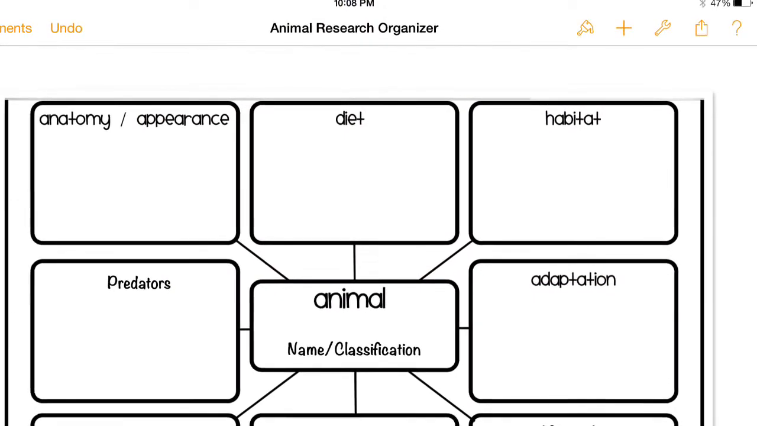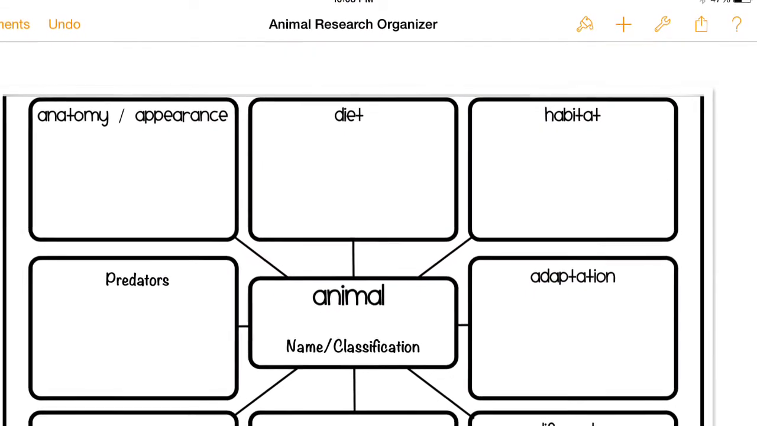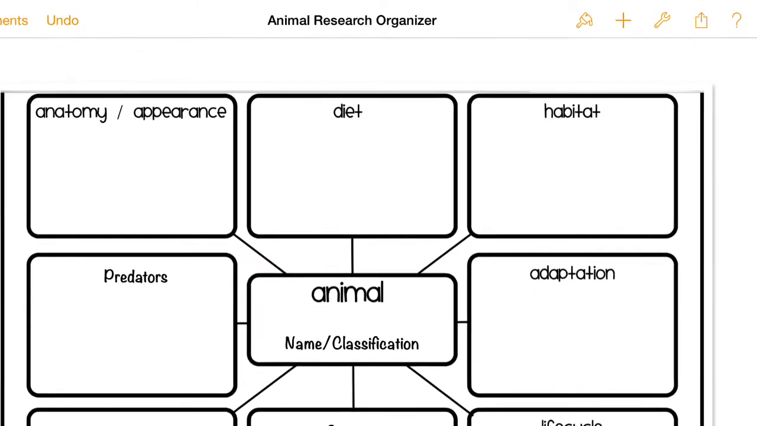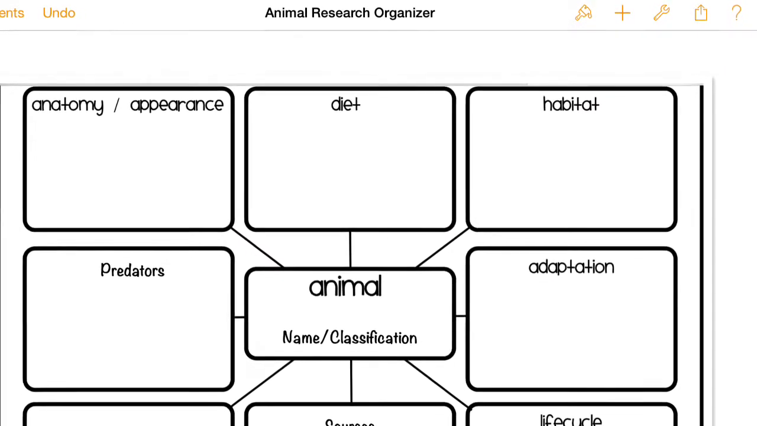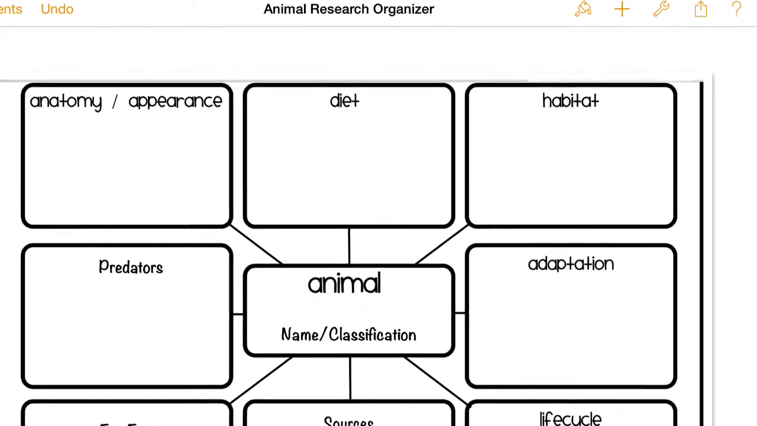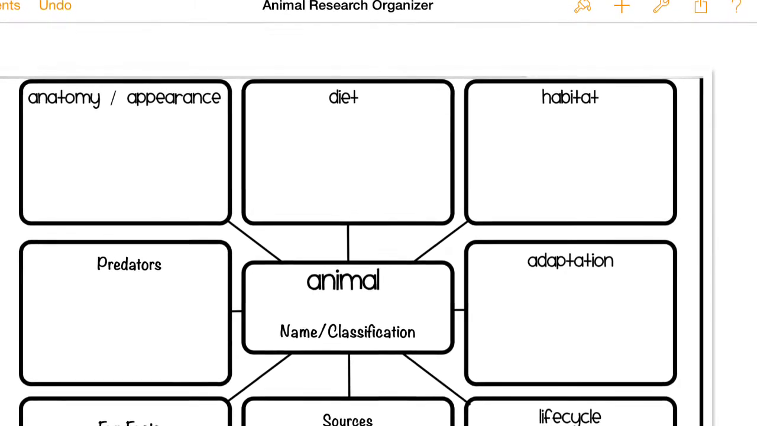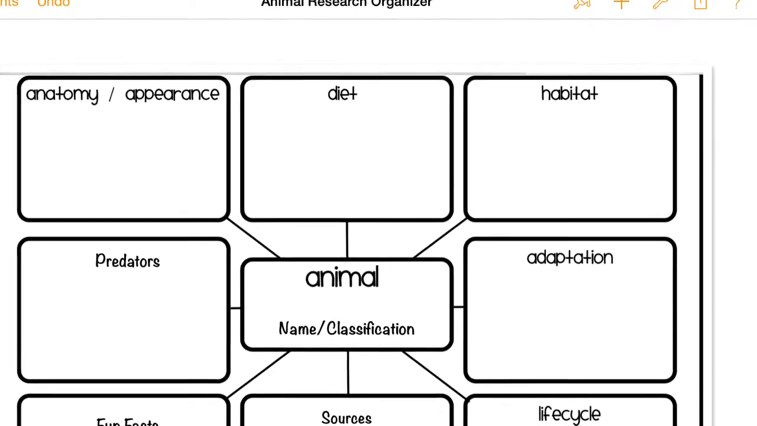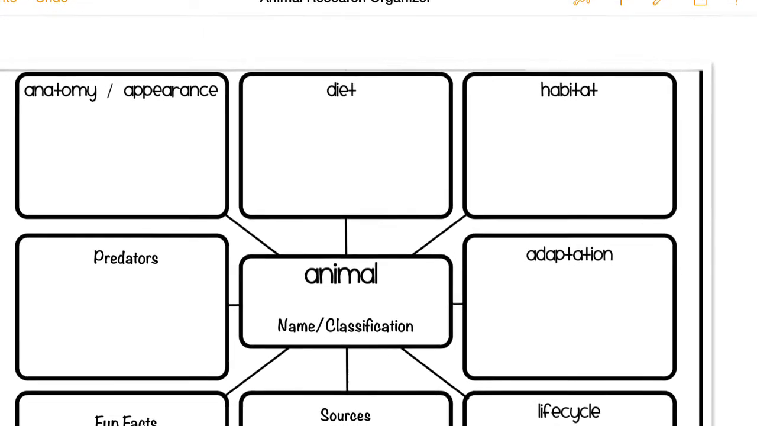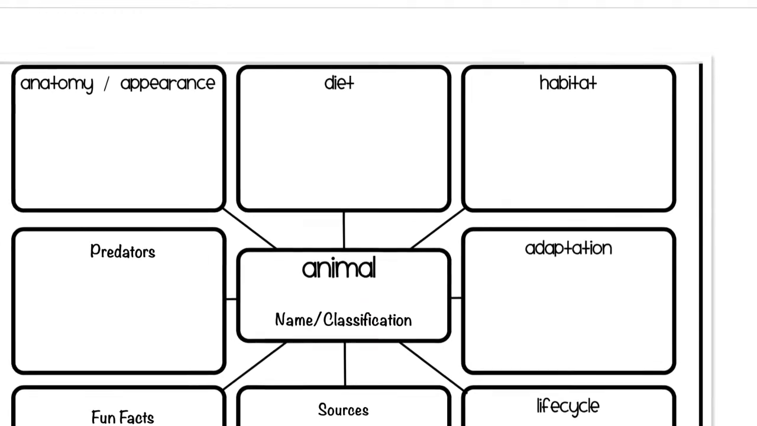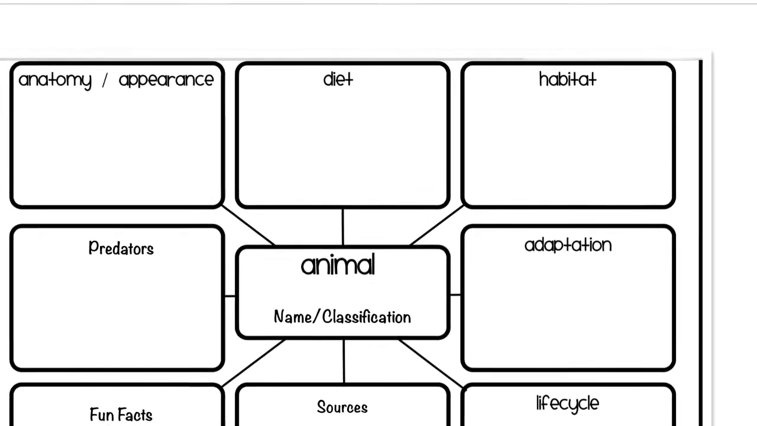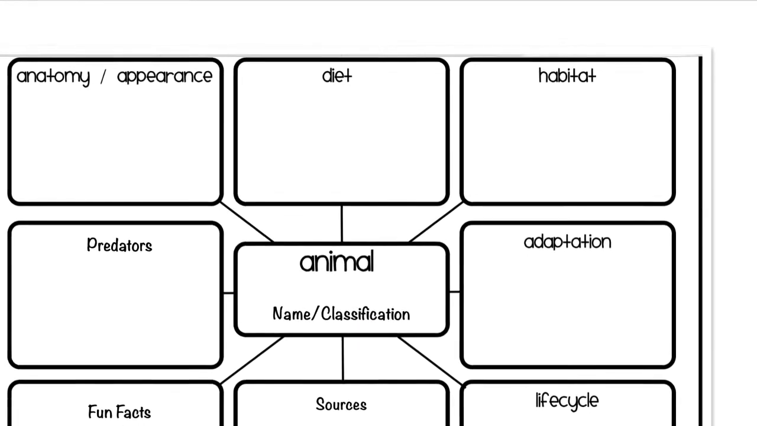After knowing all the many research tools you have, it's time to get started. This is your research organizer for your animals. The first thing you want to write down is the name of your animal and its classification in the middle of the organizer. You will write down information in any order. It doesn't have to be exactly as I describe. It's best to take notes rather than write full sentences.